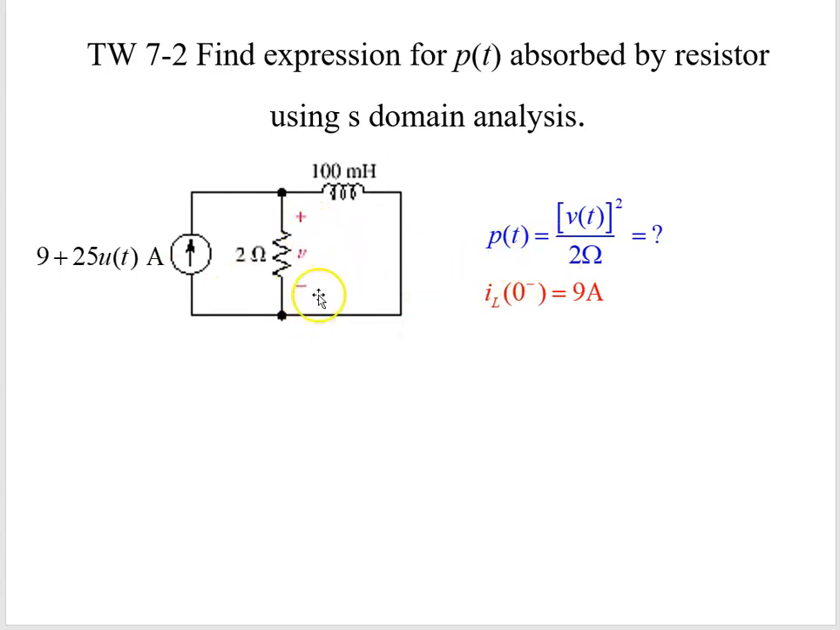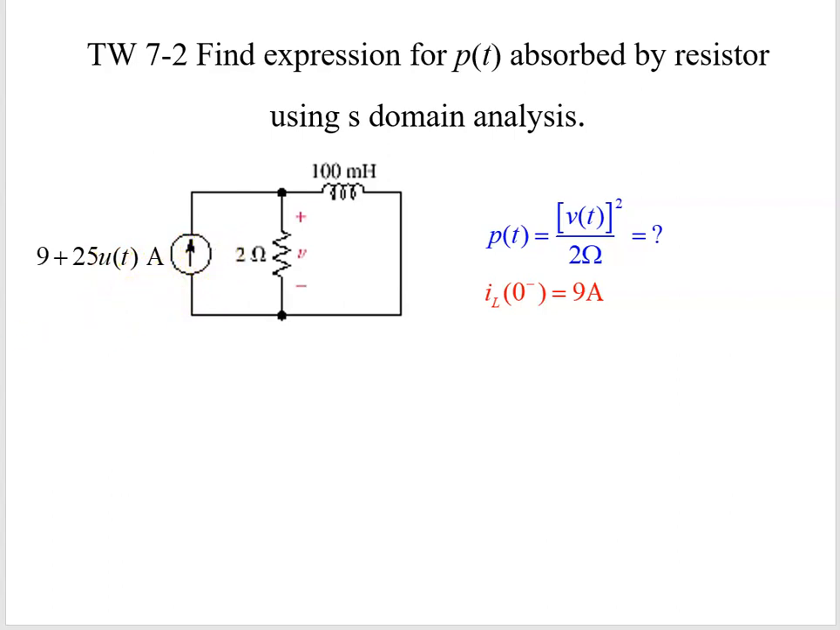So that power in the resistor, if we can find the voltage in time domain, we can square that and divide that by 2 ohms, and then we'll get that power. What we need in order to do this problem is we need to know our initial conditions. Since we have at t less than 0 just 9 amps, at t just greater than 0 we have 9 plus 25 amps, 34. So that's when we're switching this current on.